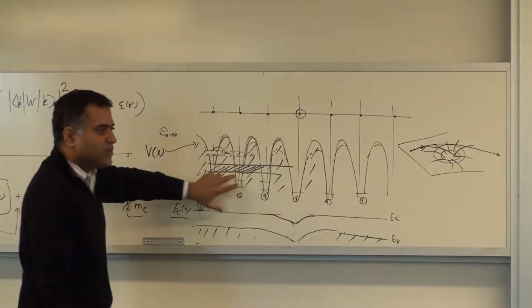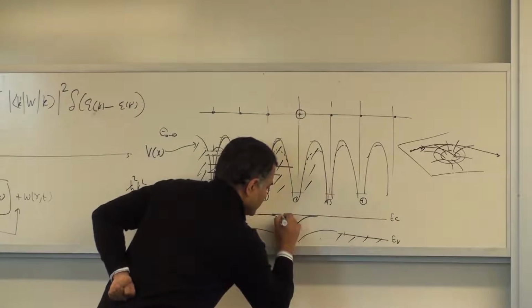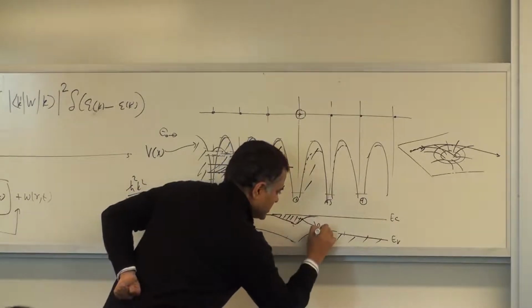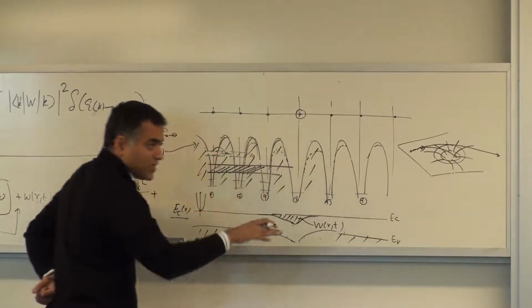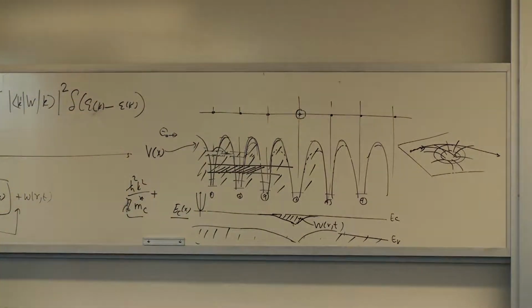But here's the full picture. The W is, you see this one, that's my W. Make sense? Whatever deviates from the perfect situation, whatever is the deviation.